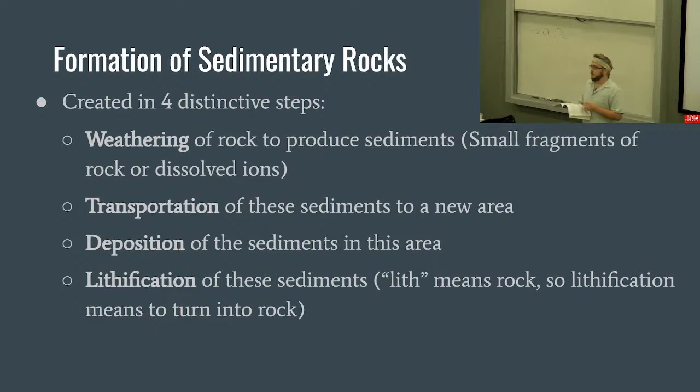And so, you guys remember our conglomerate in class that we took a look at, that's a great example of compaction.